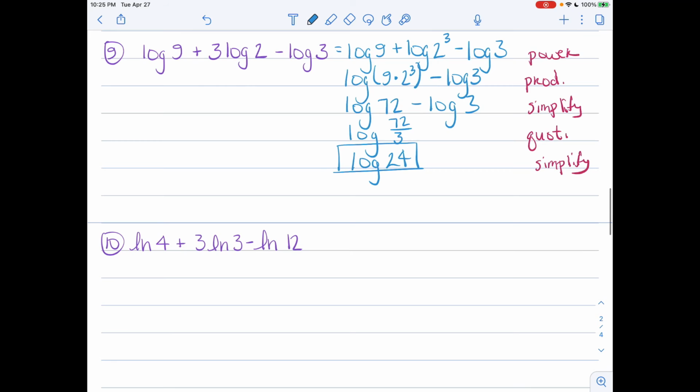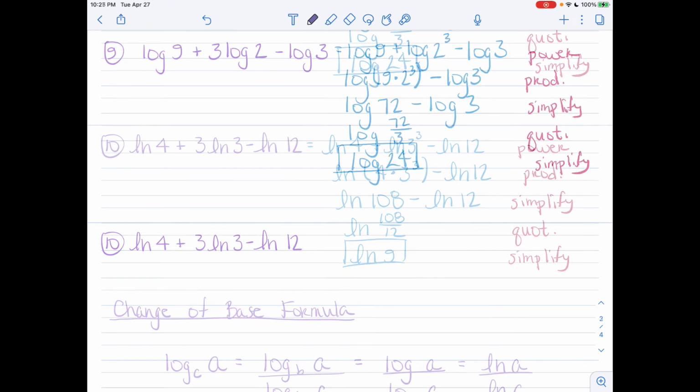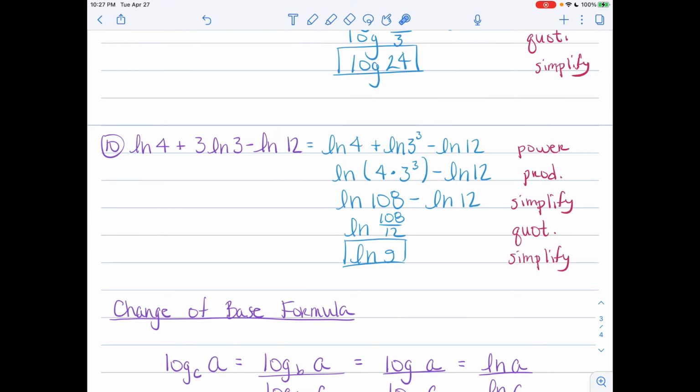Number 10 is very similar to number 9. We're using natural log, but it has a lot of the same things going on. I'd like for you to pause the video and then come back here and see if you got the same answer I did. All right, let's see how you did.